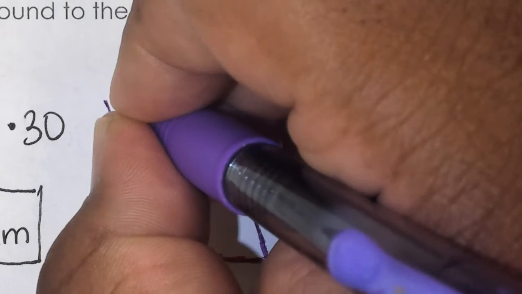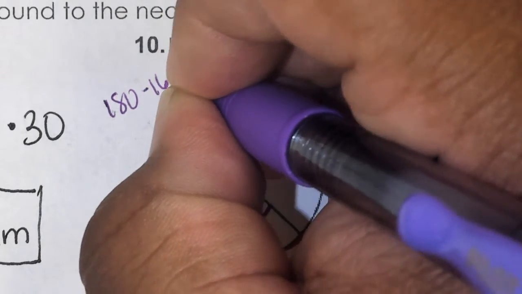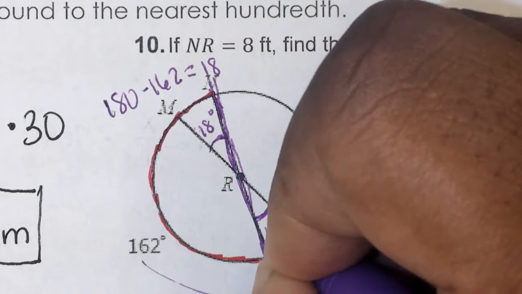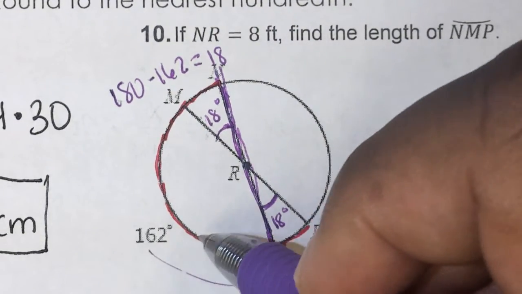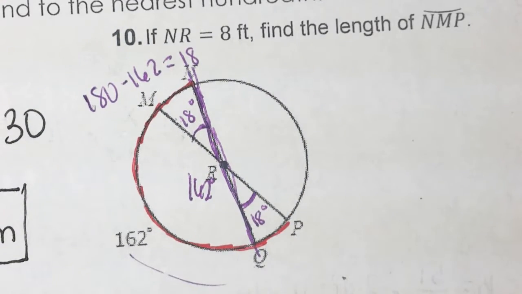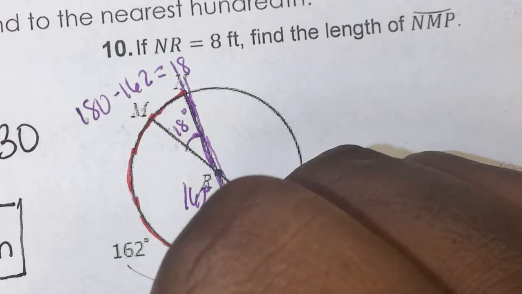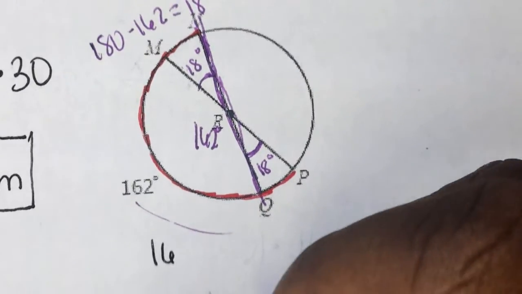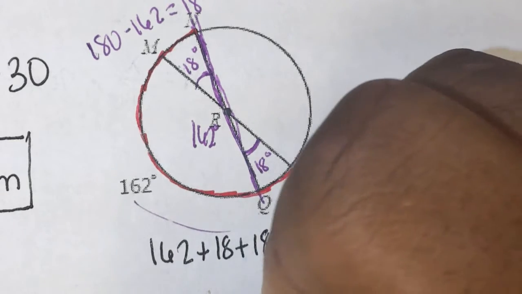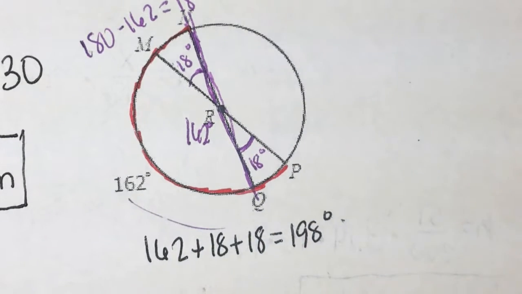So 180 minus 162, that's 18. So 18 degrees here, which would in turn be 18 here. And like I said, this 162 outside, I don't understand. It could be written in here too. This could be 162 right there. So then you need to add all three up. 162 plus 18 plus 18 gives you 198. This is what I want to use to find my arc length.